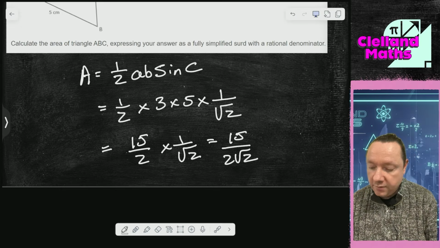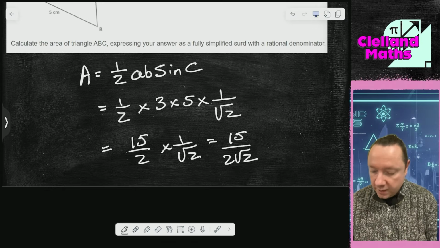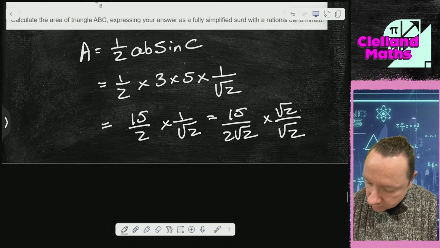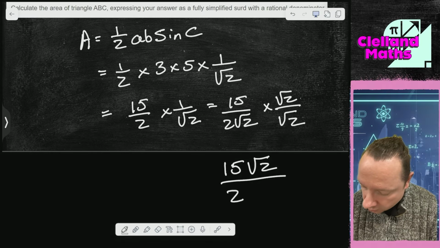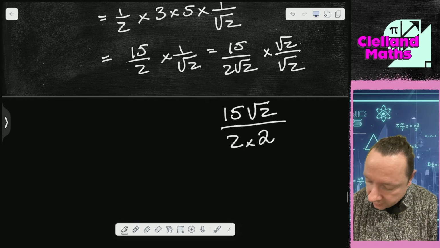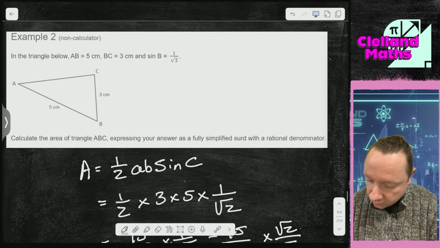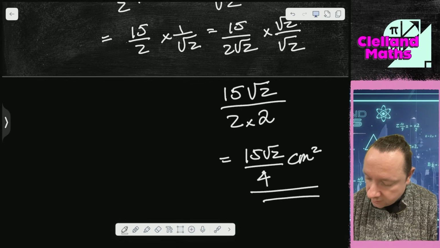Next bit of the question says leave your answer with a rational denominator. So we need to rationalise the denominator, check my surds video on that, but we just times by root 2 over root 2. So that gives me 15 root 2 on the top, and 2 times root 2 times root 2 is also 2 times 2, so 4. So just about there, 15 root 2 over 4, and my units are centimetres squared. So it's a bit of a funky answer, but we're done there.